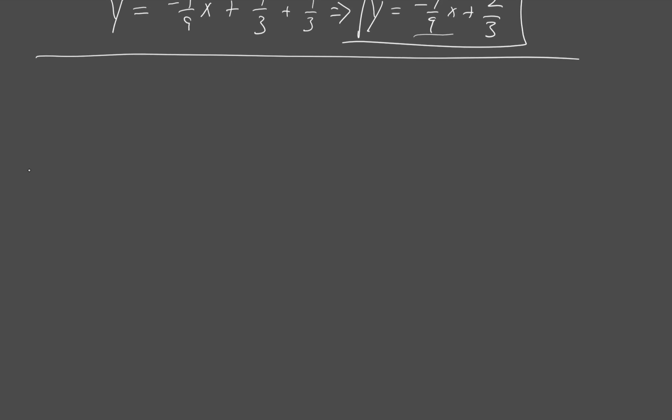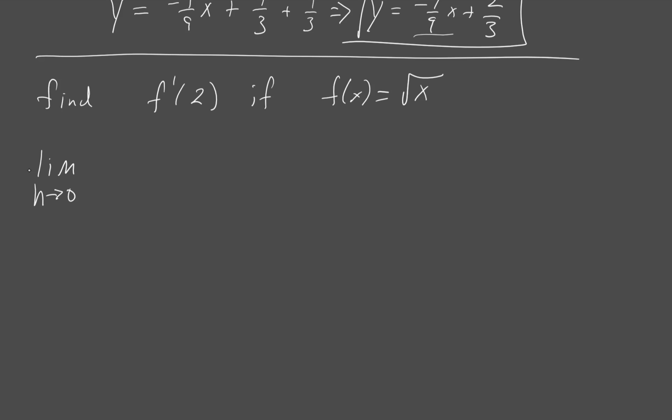Let's do another example of finding a derivative. Let's find f prime at, say, 2 if f of x equals the square root of x. Okay, so I'm going to take the limit as h goes to 0 of the square root of 2 plus h minus the square root of 2, over h. This is f of x plus h, and I'm evaluating it at 2, so I put a 2 in there. This is f of x, so I put a 2 in there. The h always goes in the bottom.